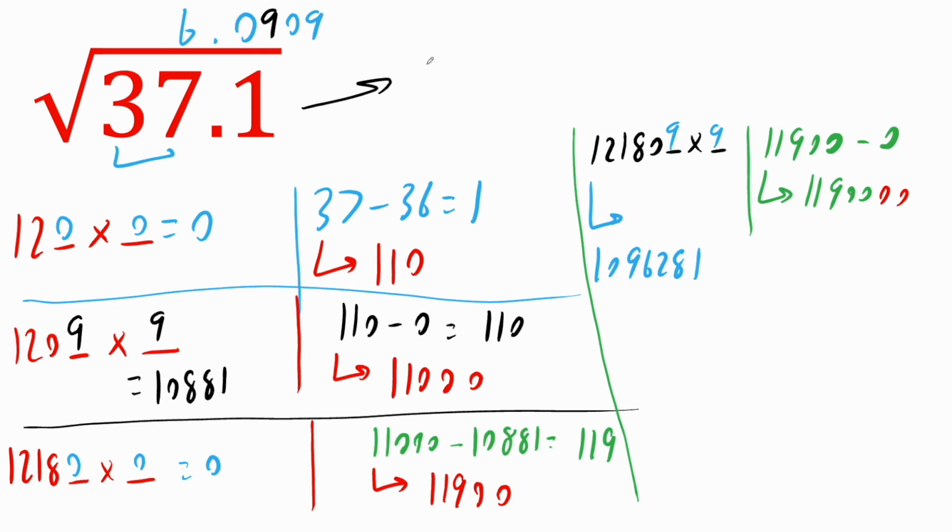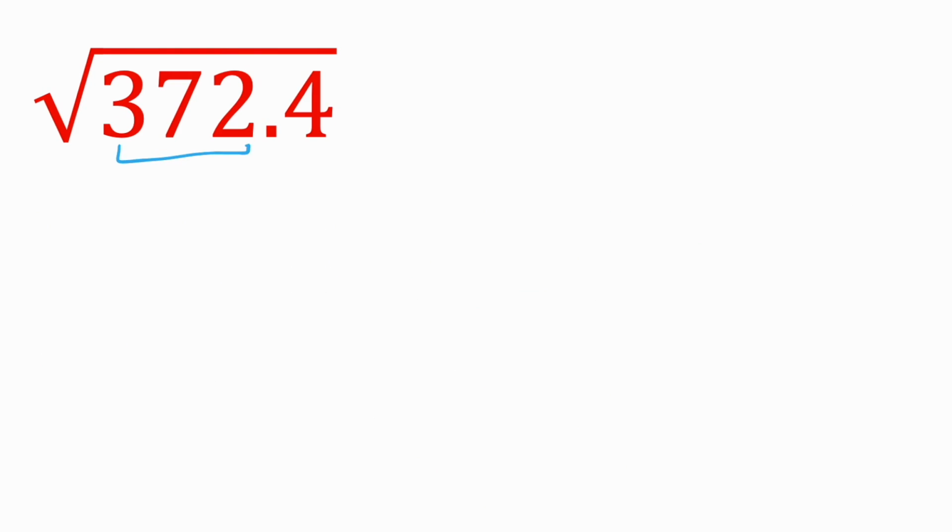And using a calculator, I get 6.090976933. So very close. I mean, if you keep on going with this process, you're getting closer and closer to this number. And again, it doesn't stop. We keep on, there's more digits here. Okay, this is our last problem.